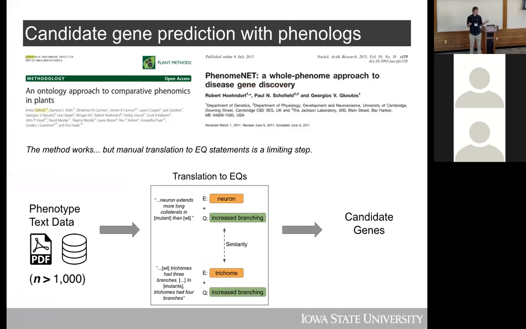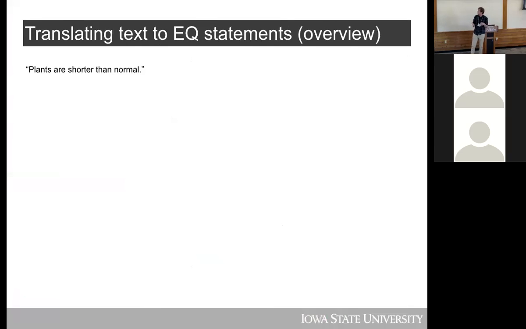And so in order to scale this method for finding candidate genes up to include all the unmined sources of phenotypes that occur in the biological literature, we need a method to automate this process of going from text to EQ statements, which is the function of the tool that we're working on. So this slide is going to be an overview of the methods that we're using in the pipeline to do this automation. So we start with the input.